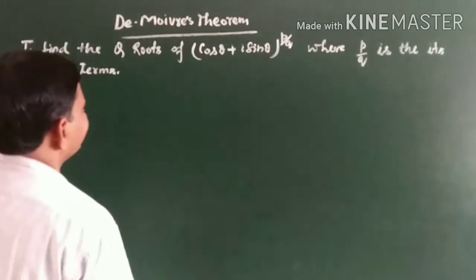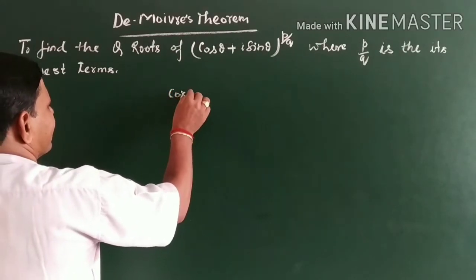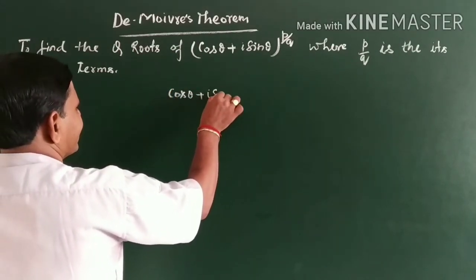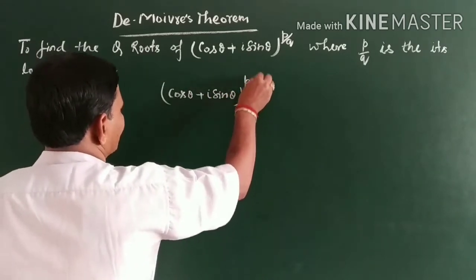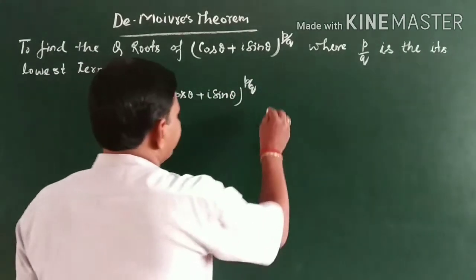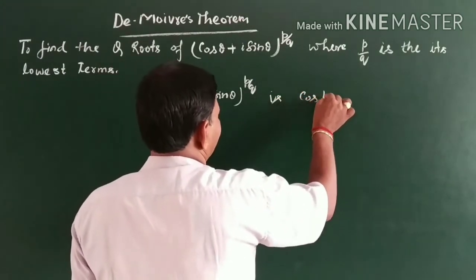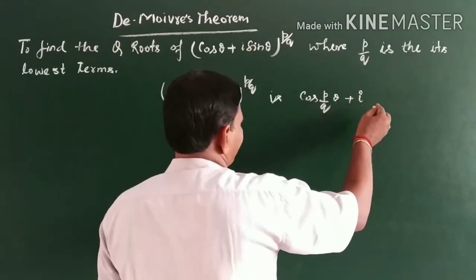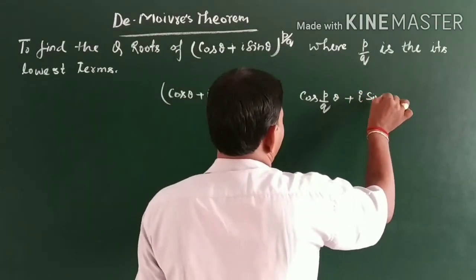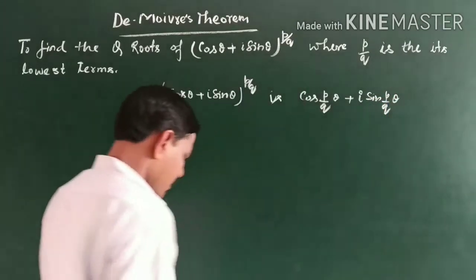then (cos theta plus iota sin theta) whole to the power p by q is cos p by q theta plus iota sin p by q theta.